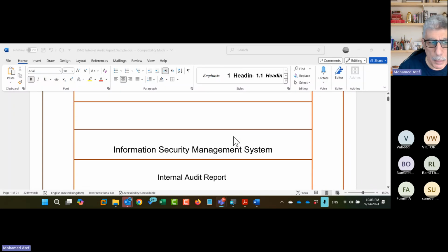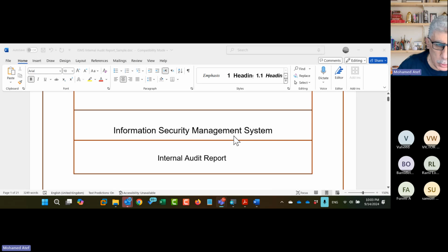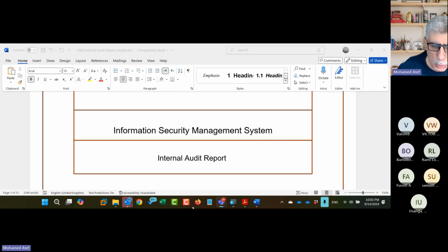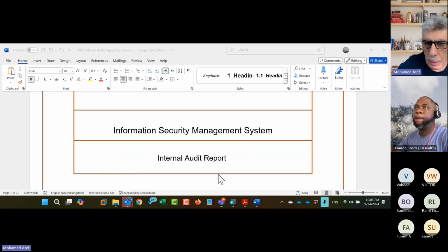So what is the purpose of conducting an audit? It is to make sure that all the controls are implemented. If an organization is, for example, holding an ISO 27001, and she will have an external audit coming, you need to conduct an internal audit to be able to validate.